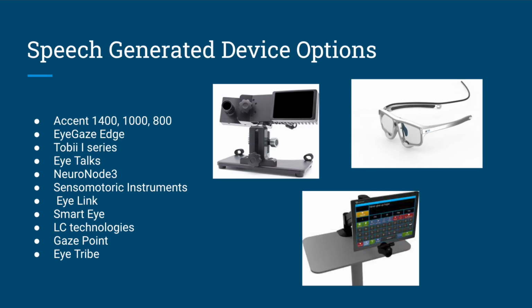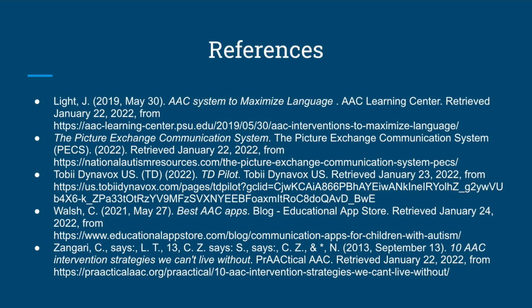And I have attached some options for speech generating devices. There's the Accent 1400, 1800, the iGaze Edge, Tobii I series, the iTalk, iLink, Smart Eye, LC Technologies, Gaze Point, and iTribe. And so I've attached my reference where I got all my information for this slide.